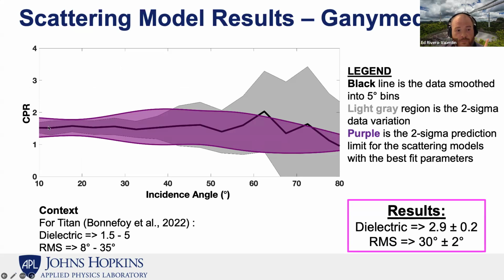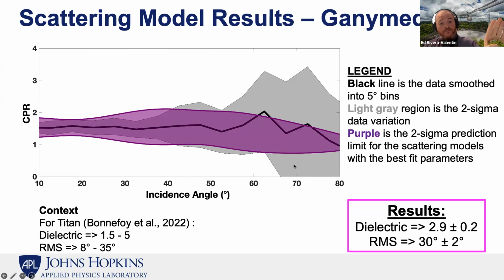Let's stop for a second. The black line that you're seeing here is the actual radar backscatter as a function of incidence angle. I just binned it into 5-degree bins and smoothed it over. The gray is encapsulating the 2 sigma data variation across it. Then we employed a composite scattering model, which takes 2 different scattering laws to approximate that CBOE effect. And you're seeing the 2 sigma prediction limits of that model in purple. Why do I use purple and magenta a lot? Because they're really pretty colors, that's why.